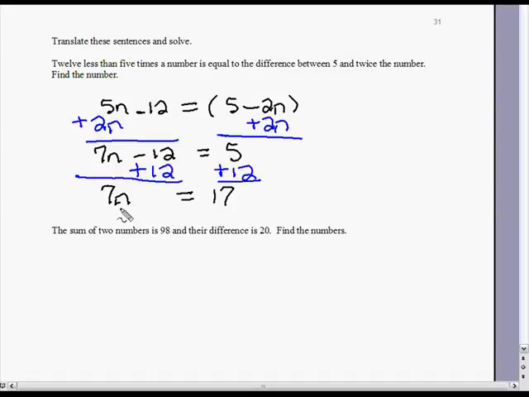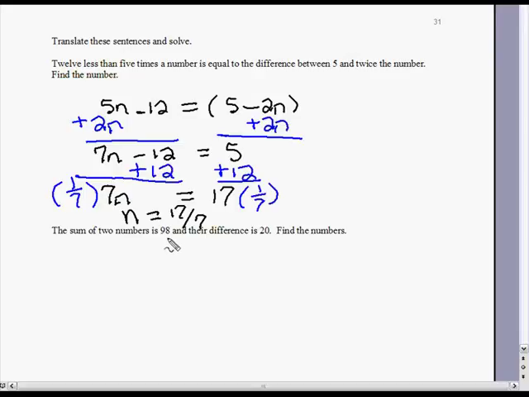n is not alone. What's with it is 7. It's being multiplied. So we can multiply both sides of the equation by the reciprocal, 1/7. We now have n equals 17 over 7. Improper fractions are fine. They do need to be reduced, but they're allowed to be top-heavy. Let's look at this other example.